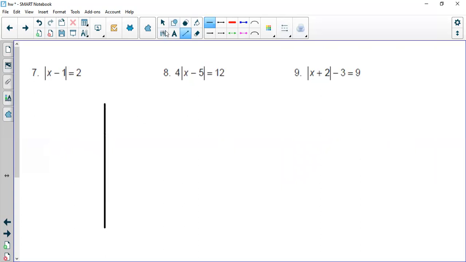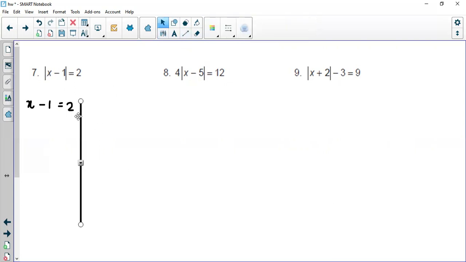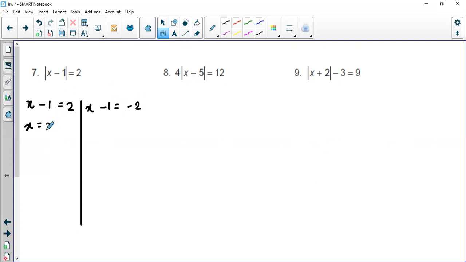So what's the next step you need to do? You need to give the two possibilities. One possibility is going to be the same one as in the question. So that's going to be x minus 1 equals 2. And the other side we have x minus 1 equals negative 2. So this is going to be x is equal to 2 plus 1. So x is equal to 3. And here it's going to be x is equal to negative 2 plus 1. X is going to be equal to negative 1. So x can be 3 or x can be negative 1.